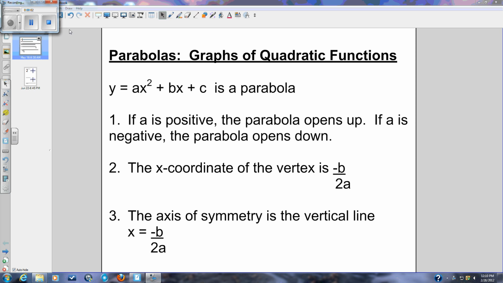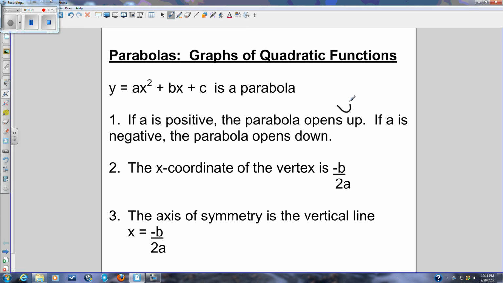Today we're going to be talking about the graphs of quadratic functions, which are parabolas. y equals ax squared plus bx plus c is the form for a parabola. If a is positive, the parabola opens upward, so it looks like this. If a is negative, it opens downward. There we go. Probably my upward one could look a little bit better. Here you go. Kind of looks like a horseshoe.